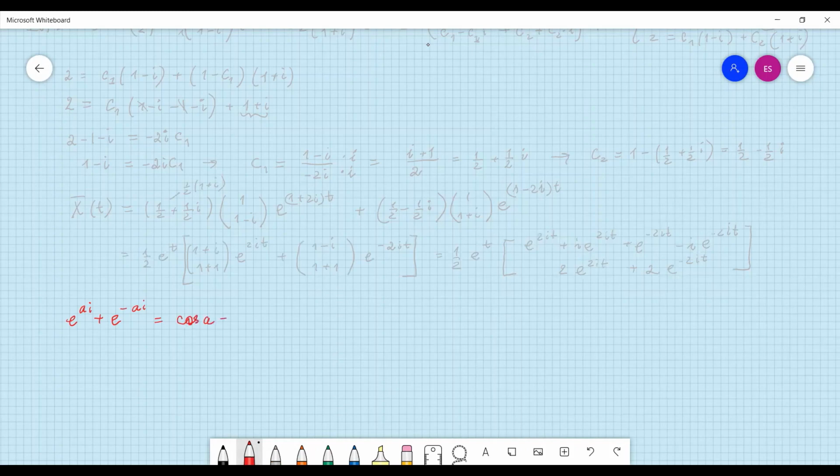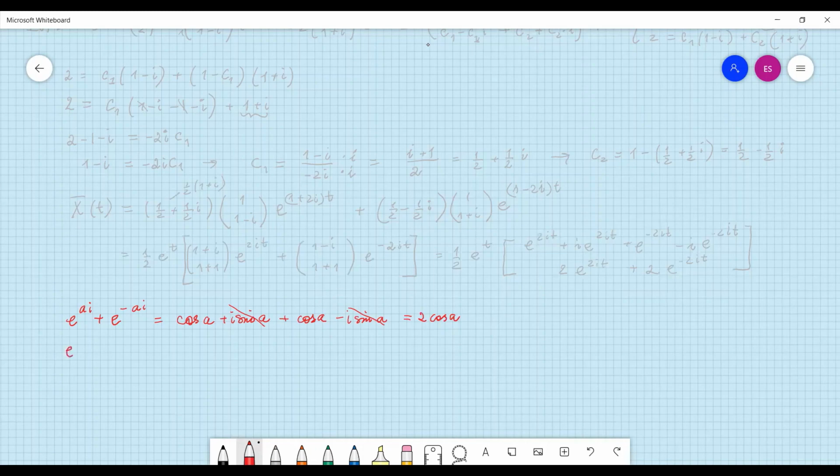cosine of a plus i sine of a, right? Plus cosine of a for the second one minus i sine of a. Well, you see what happens. This one and this one cancel, and I actually have 2 cosine of a. So if I have two exponents with i in the exponent, symmetrical, plus and minus, it's going to give me 2 cosine of a.